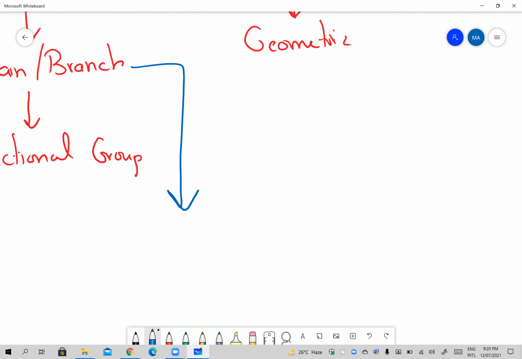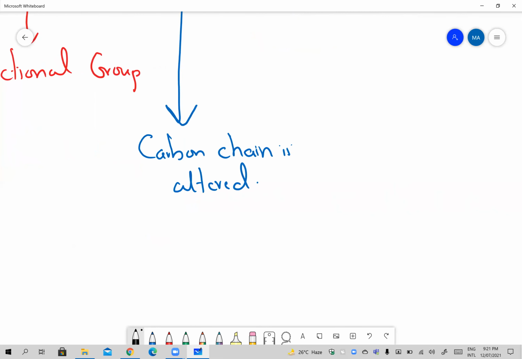Chain or branch isomers are all those where a carbon chain is altered. For example, take 5 carbons here, and let's say we add another carbon, and now this 5th carbon is attached on the 3rd carbon here, so the carbon chain is broken.